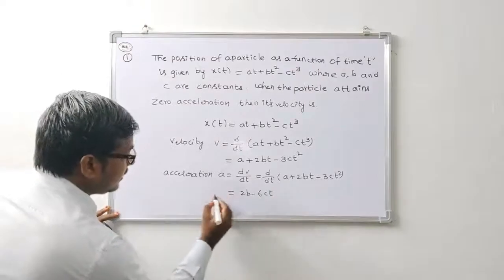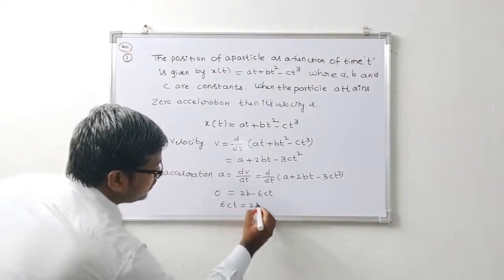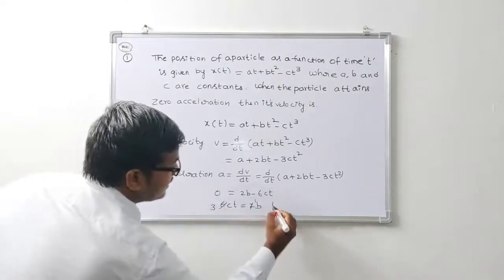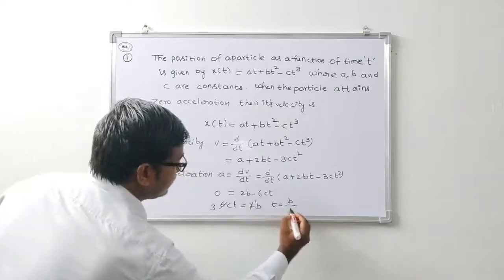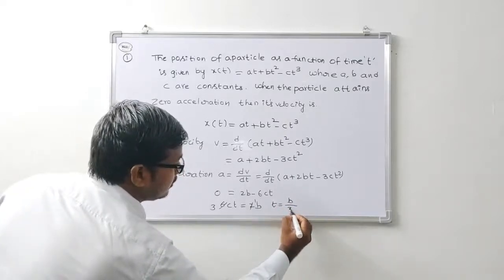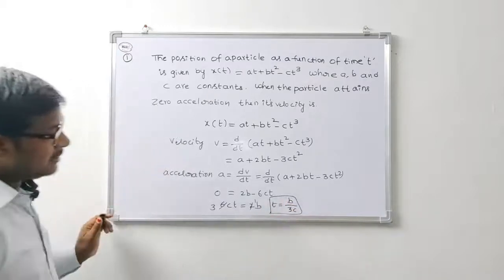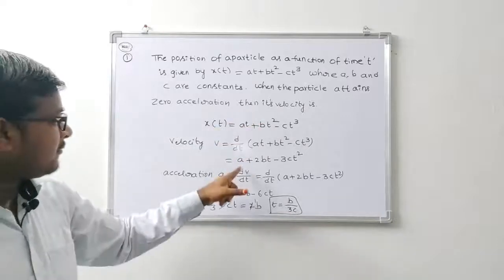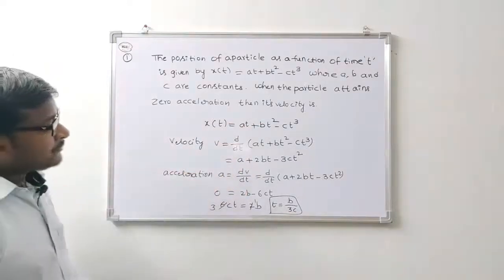This is totally 0. 6ct is equal to 2b, 2 ones are 2, 2 threes are 6. The t is equal to b by 3c. Time t is equal to b by 3c. That t value is substituted in the place of the velocity equation.